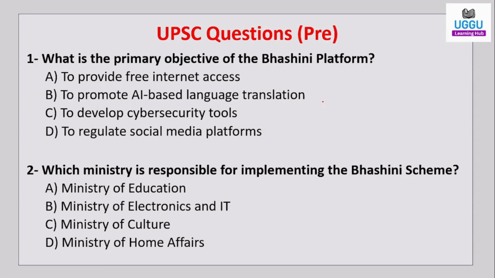Now it's time for the practice questions for prelims. Question number 1: what is the primary objective of the Bhashini platform? Option A: provide free internet access. Option B: promote AI-based language translation. Option C: develop cybersecurity tools. Option D: regulate social media platforms. Question number 2: which ministry is responsible for implementing the Bhashini scheme? Ministry of Education, Ministry of Electronics and IT, Ministry of Culture, or Ministry of Home Affairs. Write the correct answer in the comment box.